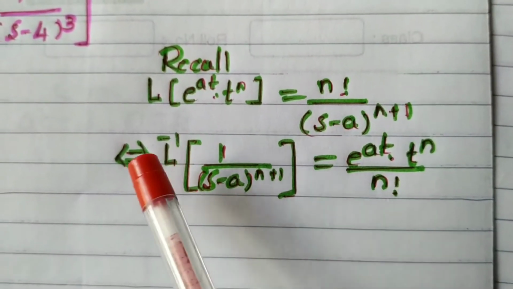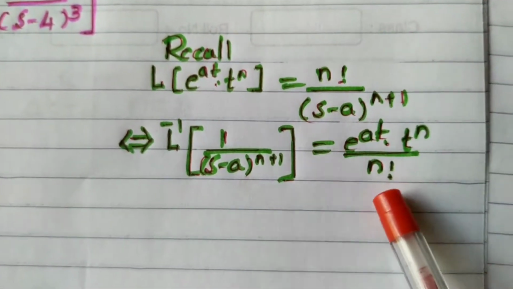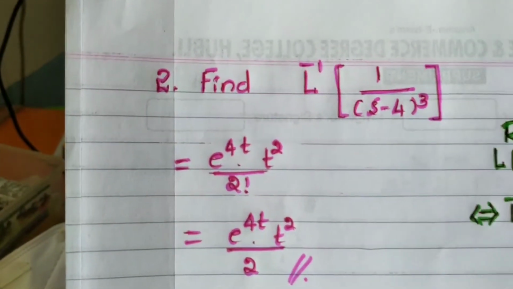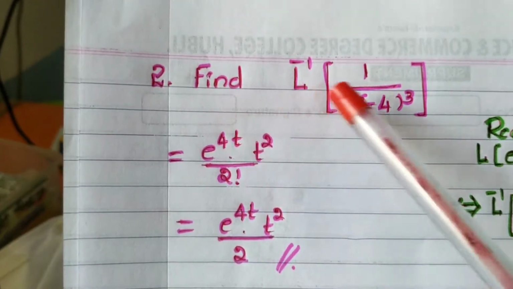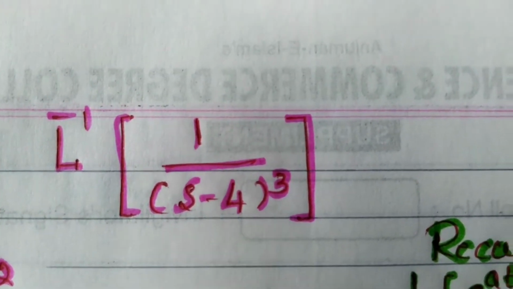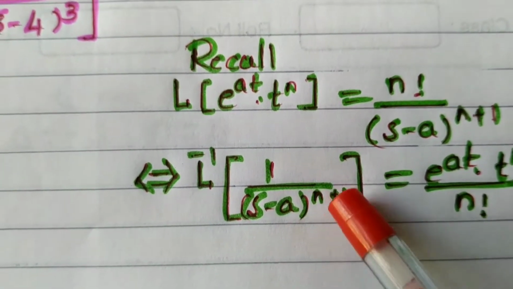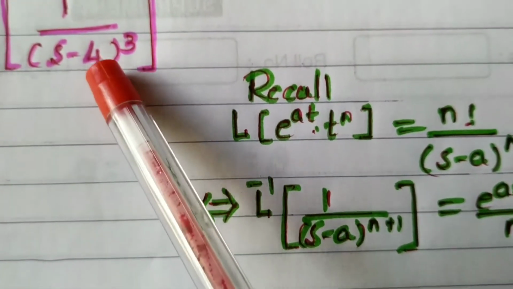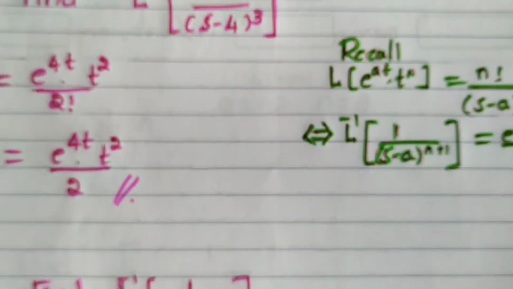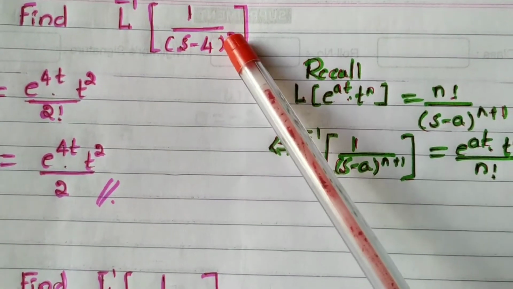From this, the L inverse of 1 by s minus a raised to n plus 1 is e raised to at into t raised to n divided by n factorial. Keep this in mind and work out some examples. The question is, find the L inverse of 1 by s minus 4 raised to 3. Comparing this with L inverse of 1 by s minus a raised to n plus 1, a is 4, n plus 1 is 3, which means n is 2.